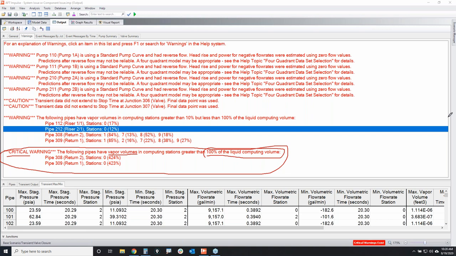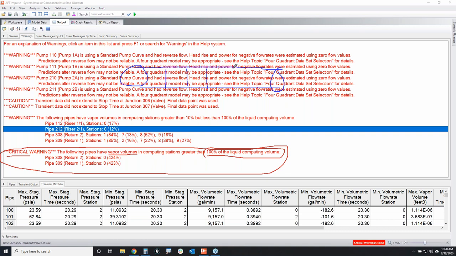So let me change colors here really quick. Let's say that you have a pipe, and you know this is a really long pipe. When Impulse does the method of characteristics, it has to break the pipe into sections to do your transient analysis.